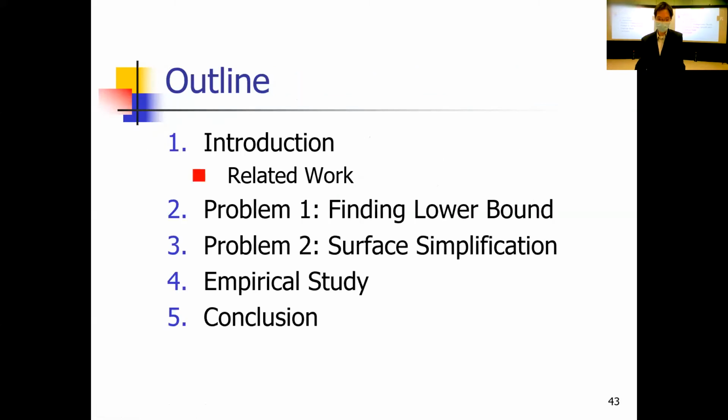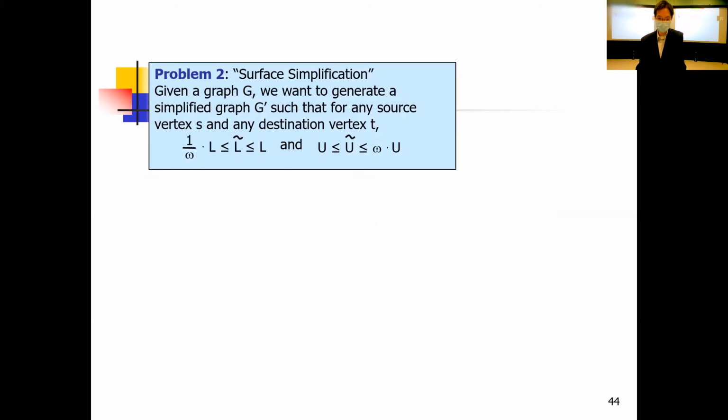Now go to problem 2, surface simplification. I won't go into the details, but I will give a high-level idea so that you understand how we do this. Let me recap problem 2. Given the original graph, we want to generate a simplified graph G pi such that for any source and any destination, these two inequalities hold, which are related to the estimated lower bound and estimated upper bound.